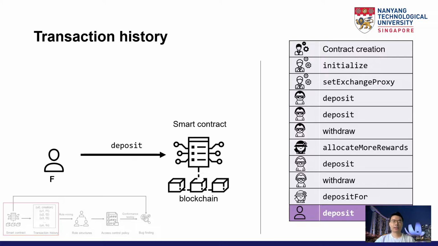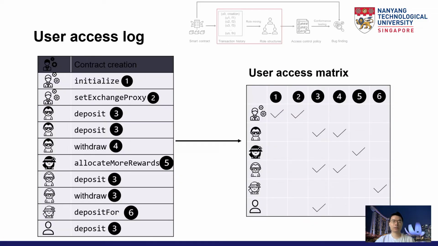With the user access logs from transaction history, we can perform role mining to learn role structures. To do this, we first construct a user access matrix. The matrix records a mapping from user to functions. Each cell shows if a user has access to a function. For example, the user who called both the initialize and set exchange policy functions.